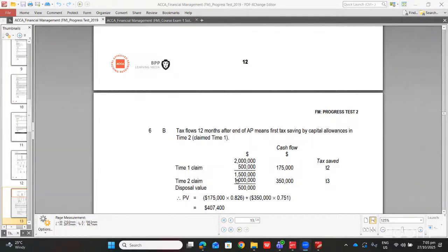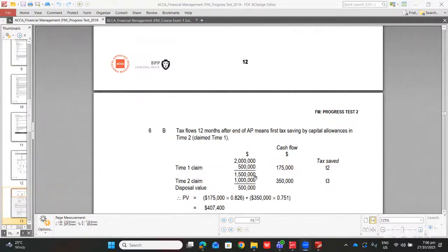So the first tax savings you're going to see is in time 2. The second year is when they said that you dispose of the asset, right? Because they told you that the company expects to sell the machine on the 31st of March for $500,000.